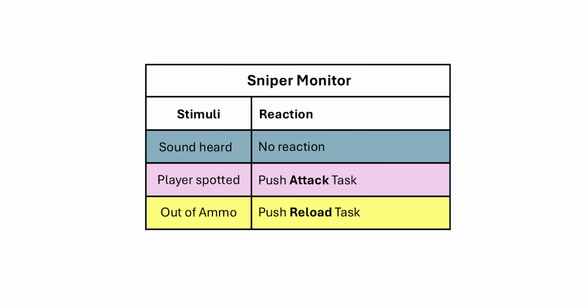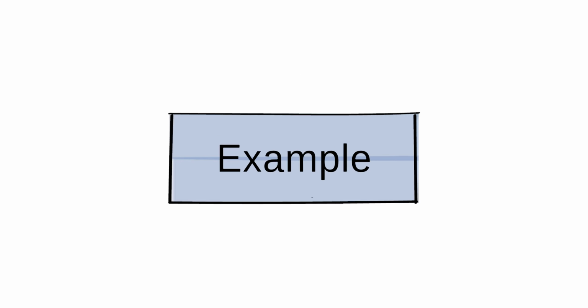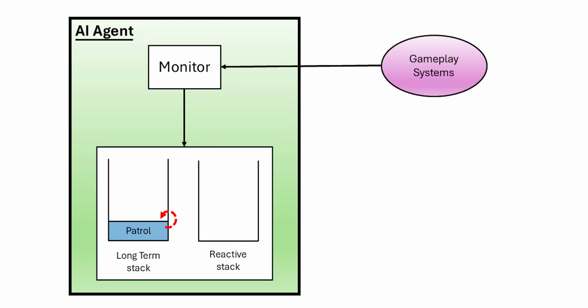If we compare this to a monitor for a sniper archetype, you can see that when a sound is heard, they do not respond. It would look daft if our sniper got up to investigate rather than staying hidden. Unless, of course, that's the behaviour you want for your game. That just about covers how the reactive behaviour tree architecture works, so let's step through an actual example.